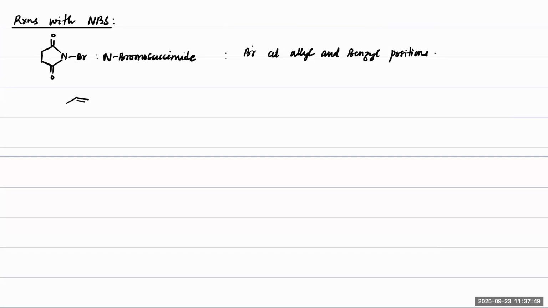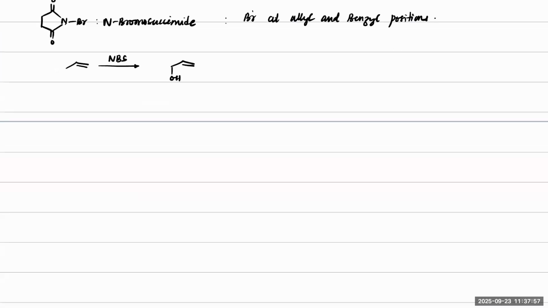Therefore, if you have anything like this, NBS, you will write this as Br here. So bromination would happen at the allylic position. Same way, even if you have toluene and I have NBS, again you will get benzyl bromide here. This is the product you will get.